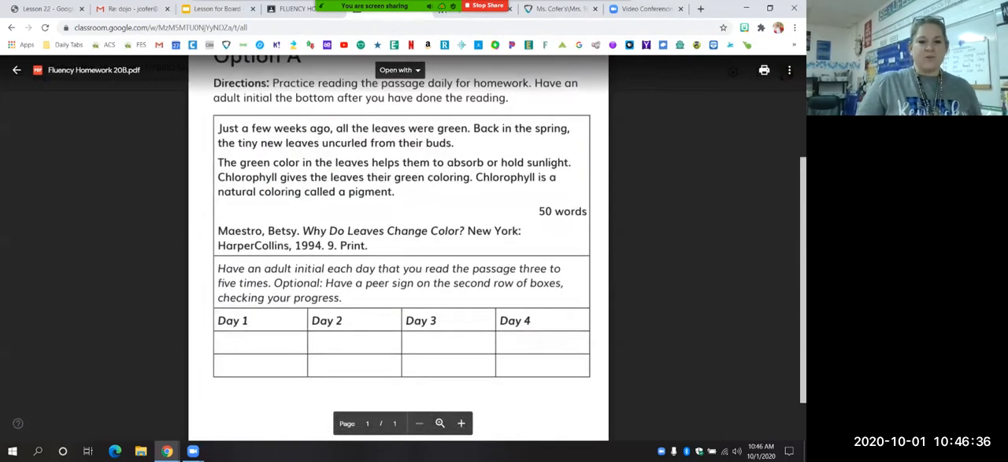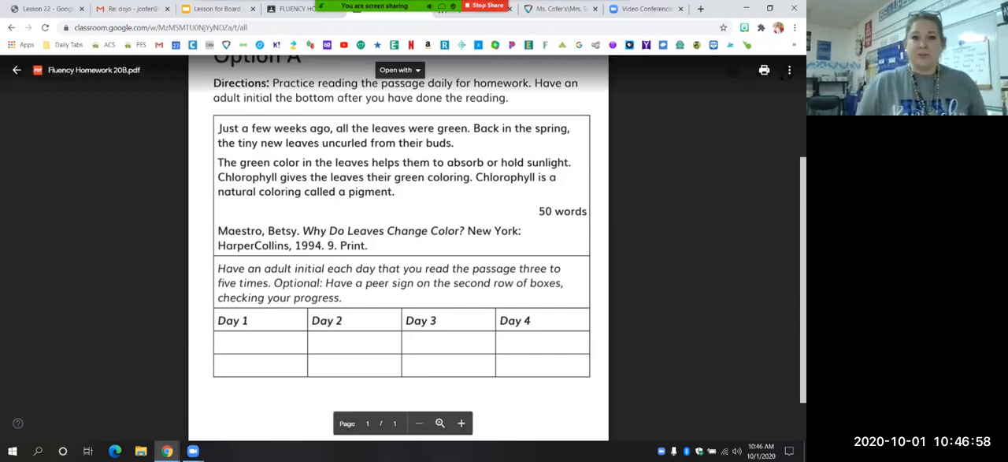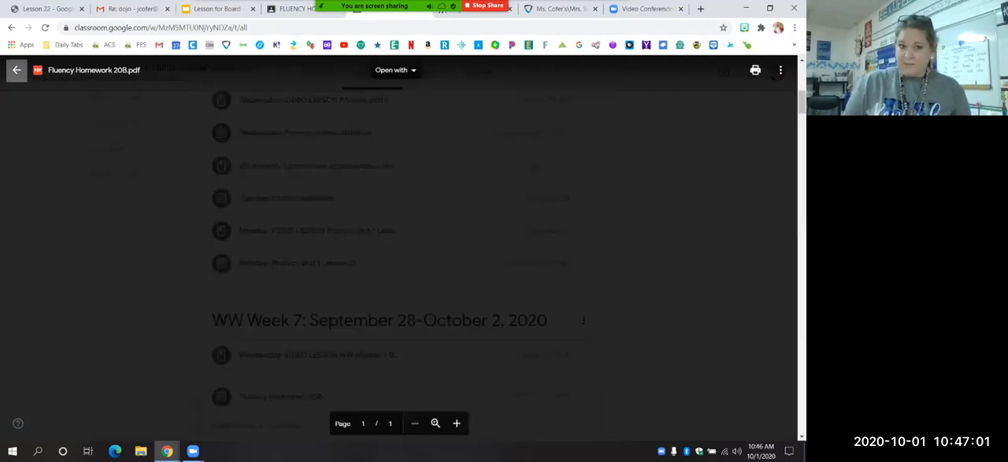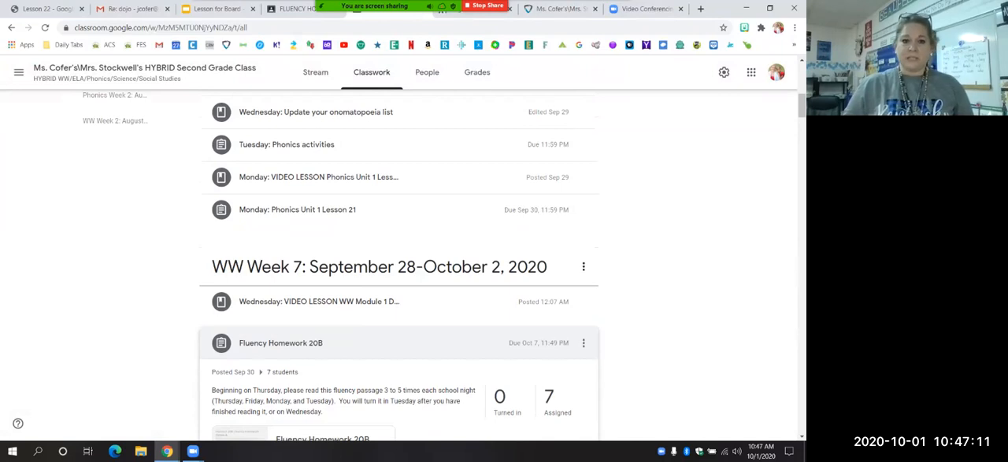All right, it says just a few weeks ago, all the leaves were green. Back in the spring, the tiny new leaves uncurled from their buds. The green color in the leaves helps them to absorb or hold sunlight. Chlorophyll gives the leaves their green coloring. Chlorophyll is a natural color called a pigment. So you're going to read that 3, 4, or 5 times tonight, Friday night, Monday night, Tuesday night. You can turn it in Tuesday after you finish reading it, or you can turn it in Wednesday morning. So that's your new fluency.